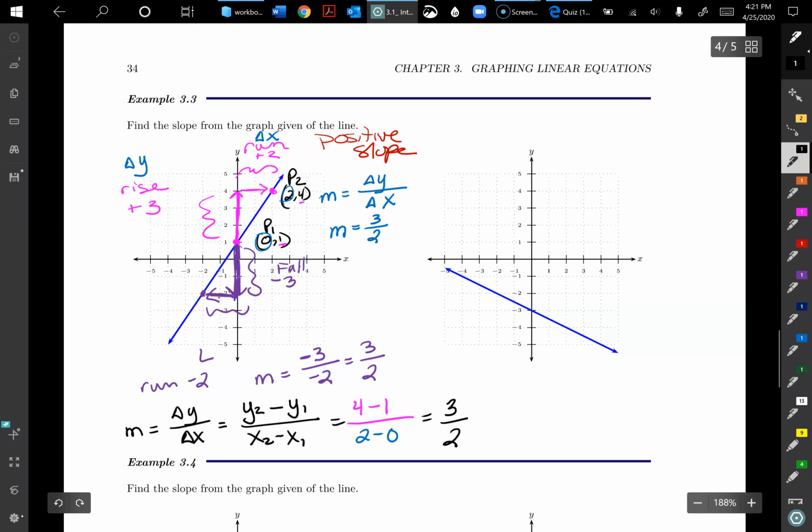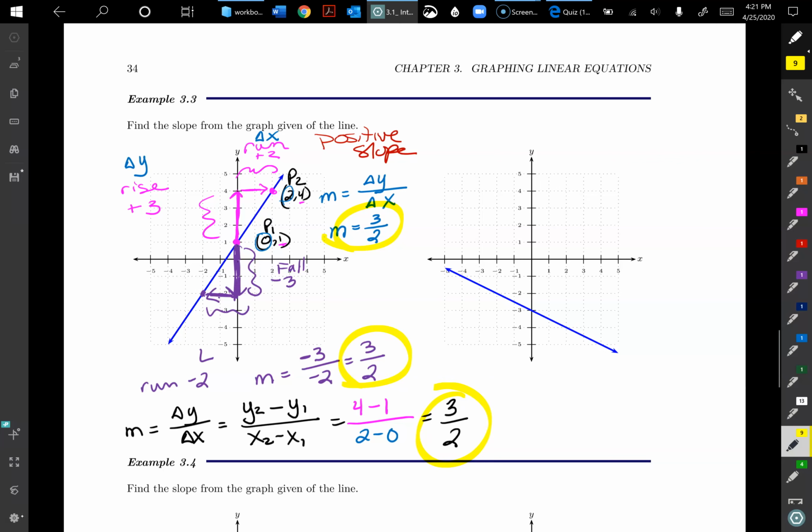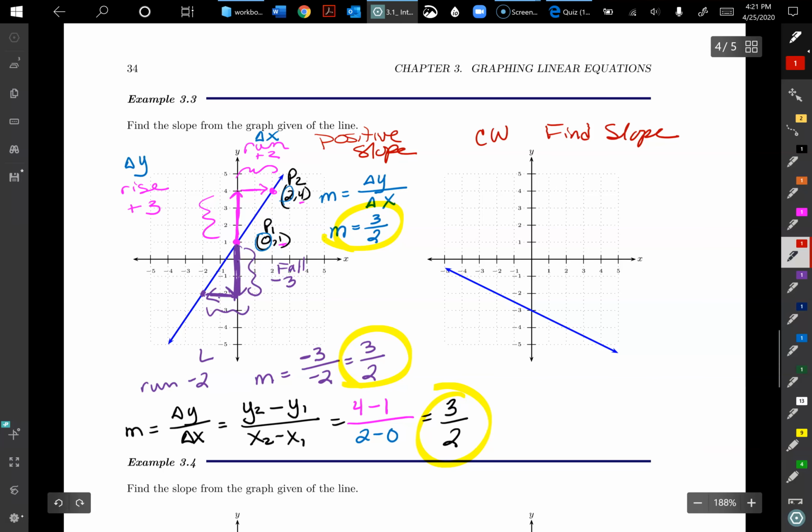So I get the same answer no matter how I cut it, right? As long as I'm simplifying. And I could also figure out the equation of the line from that, but we'll get into that later. So pause the video, see if you can find the slope just by one method, just by looking at the graph. So classwork, find slope. And tell me if it's negative or positive, would be helpful also.